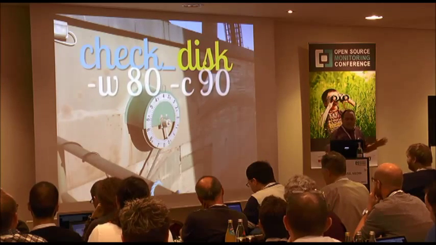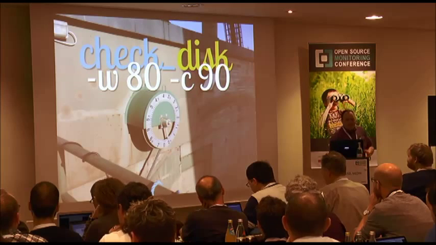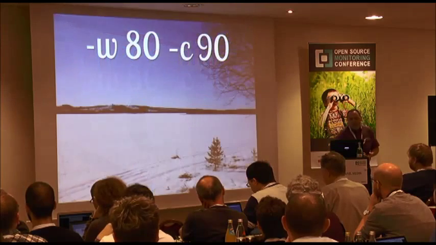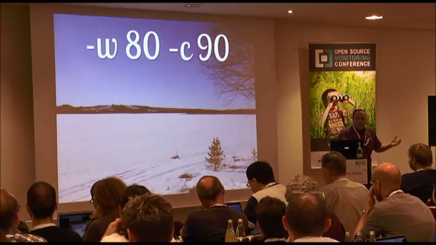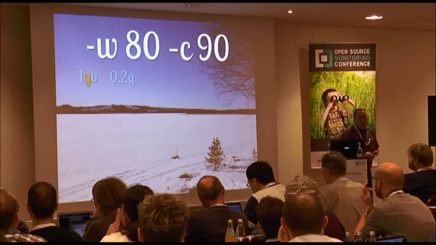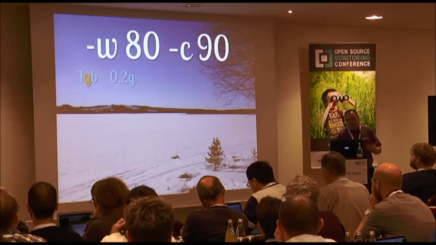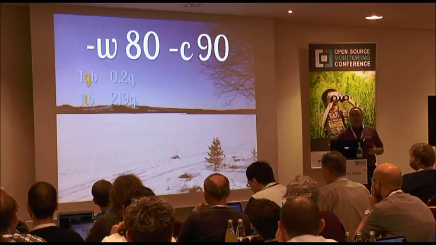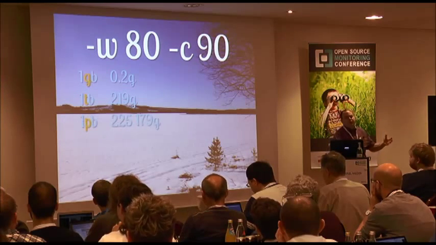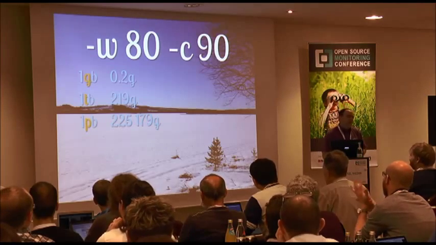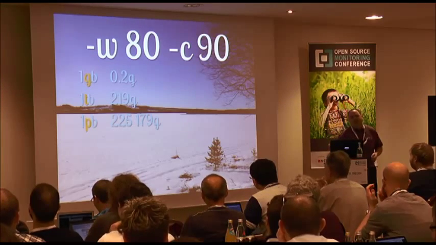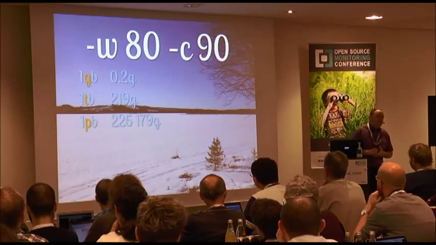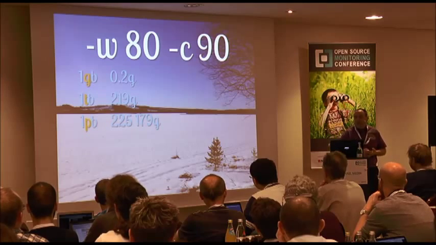That said, the normal thing we do when we do check disk is like -w 80 -c 90 or something like that, which makes pretty much no sense at all. Because what does this mean? Well, if you have a 1 gigabyte drive, it means that if you have less than 200 megabytes free, you get a warning. And if you have a 1 terabyte drive, you get about 219 gigabytes free. And if you work at Google, you get about 225,179 gigabytes free when you get your warning email. And if I had 225,000 gigabytes free, I wouldn't want the warning email, quite frankly.